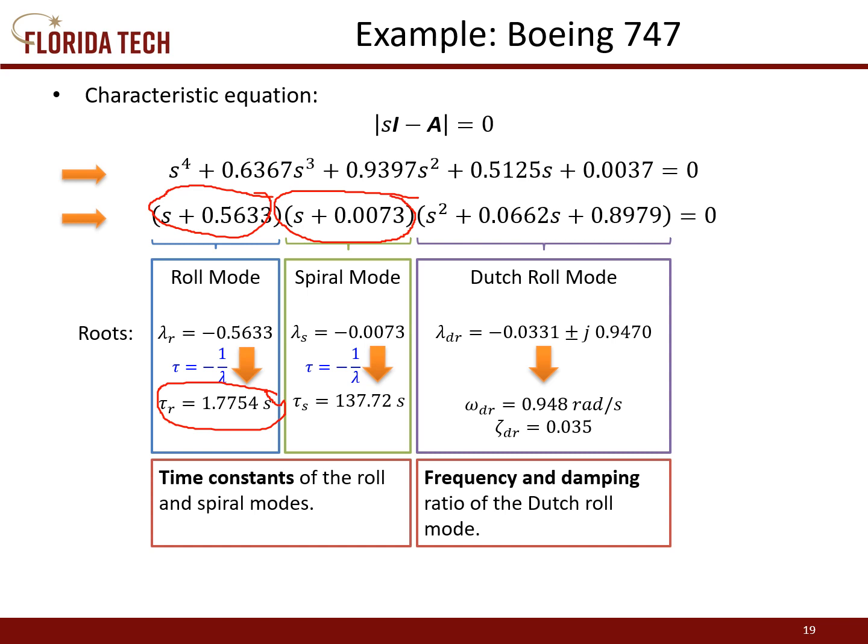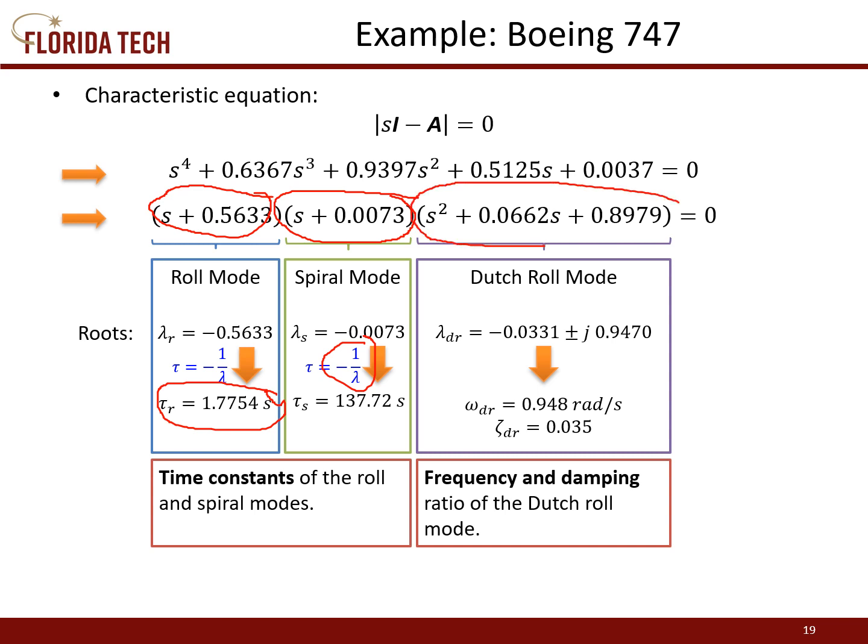The next first order mode is our spiral mode. Again, we know what the pole location is. The time constant is given by that equation there. And so you can see here for the spiral mode, the time constant is quite large, 137.72 seconds.